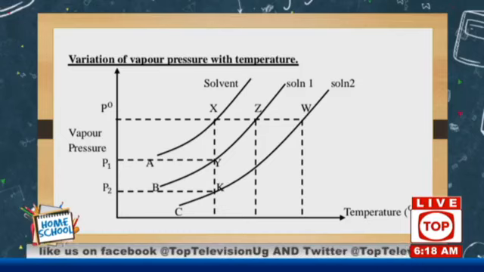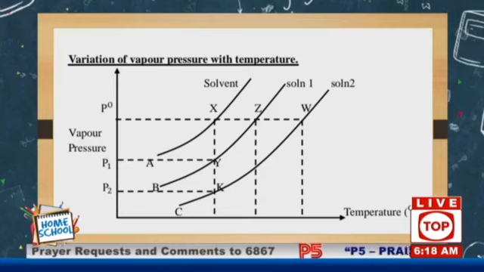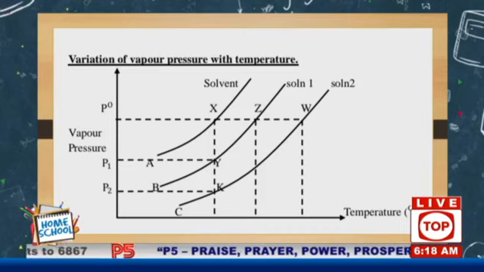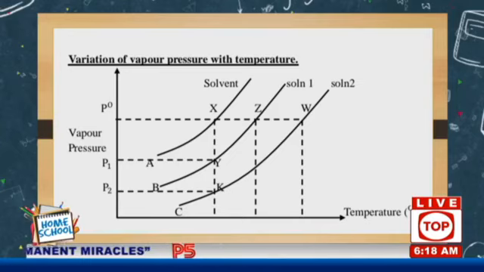On the y-axis, you have vapor pressure. On the x-axis, you have temperature. And you know temperature is an independent factor, and vapor pressure depends on temperature. Okay? So you look at the first curve, the first line is for the solvent. If you look at P naught, that is the vapor pressure of the solvent at X degrees Celsius.